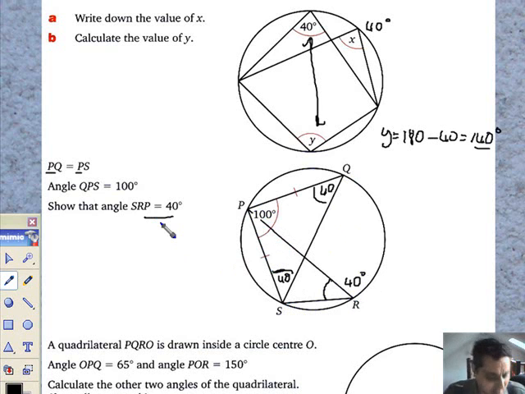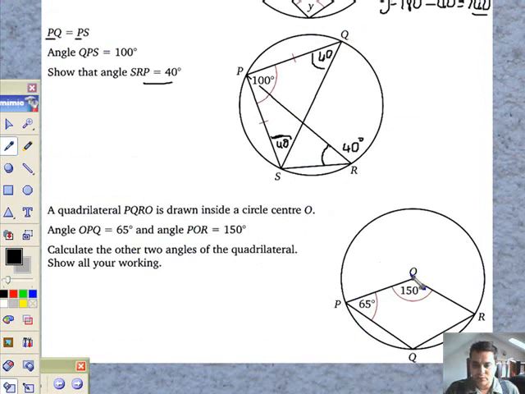Okay, next question. I have a quadrilateral, definitely not cyclic, simple reason, it's drawn to the centre and not drawn to the circumference. But anyway, don't be fooled by thinking Q is opposite 150 and R is opposite the 65. It doesn't work like that. I've got to calculate the other two angles.